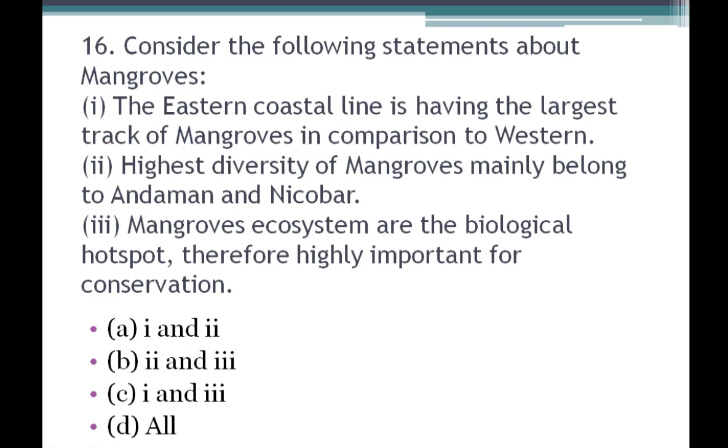Question number 16. Consider the following statements about mangroves. Number 1. The eastern coastal line is having the largest tract of mangroves in comparison to western. Number 2. Highest diversity of mangroves mainly belong to Andaman and Nicobar. Number 3. Mangroves ecosystem are the biological hotspot, therefore highly important for conservation. So the correct option is option A, that is 1 and 2 only. Which means that only the first and second statements are correct.